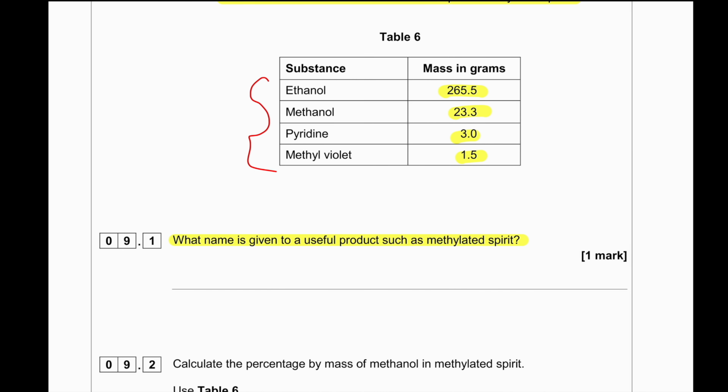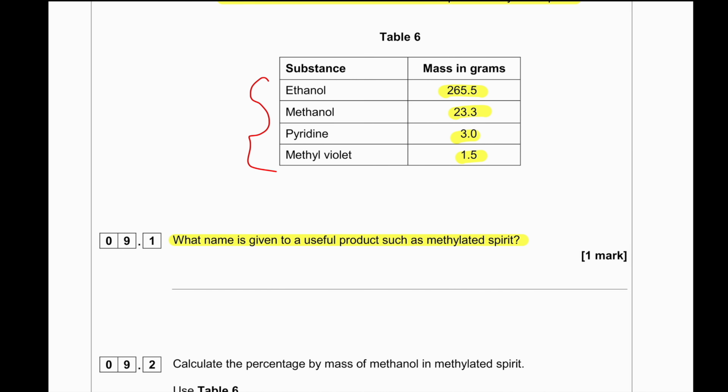Figure 9 shows part of the displayed formula for ethanol. Complete Figure 9. To complete the figure, we have to add the alcohol part, OH, and the carbon has 2 more hydrogens, which are added. Name the gas produced when sodium is added to ethanol. When sodium is added to ethanol, hydrogen gas is produced.